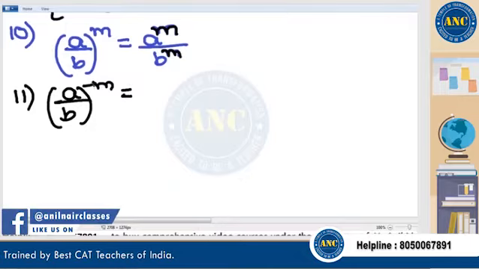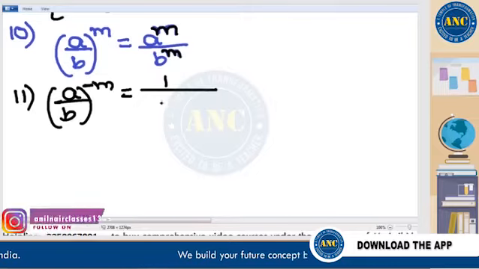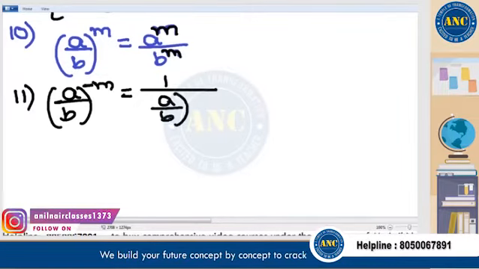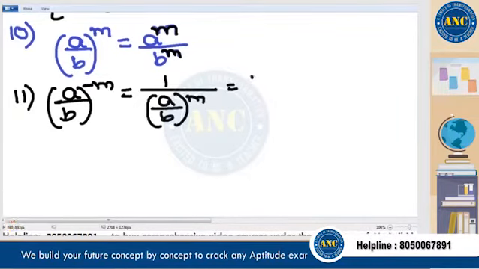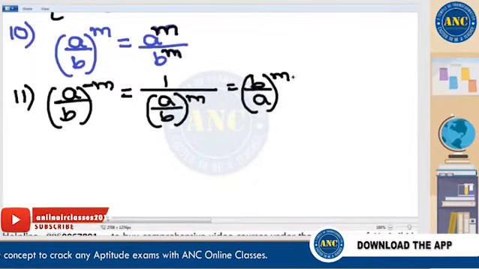Whenever the power has a negative value, write this as 1 by (a/b) whole power m. This can also be written as (b/a) whole power m.